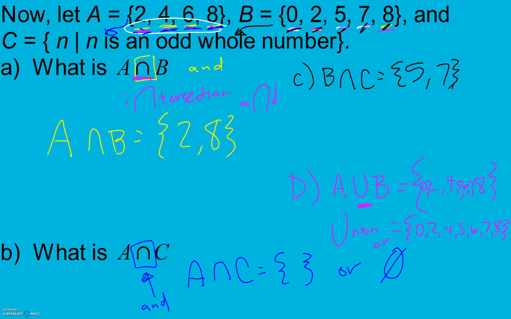Which is different than my intersection. Remember, my intersection here are only the things that are in both. My union are the things that are in either. So every element gets listed in a union, in an intersection, only the ones that are in both. And I'll stop here and finish this section in another video.